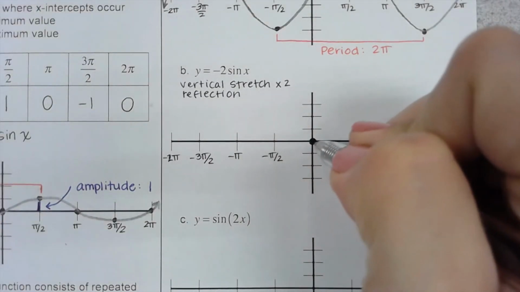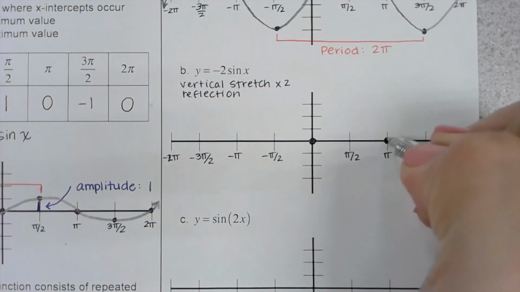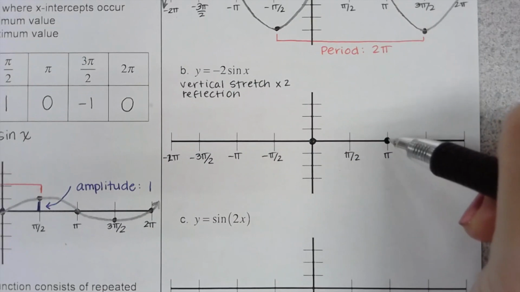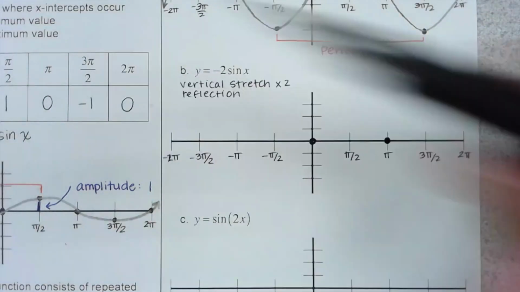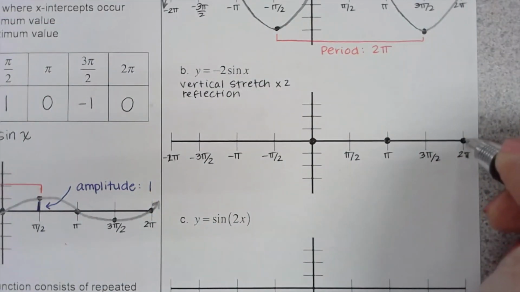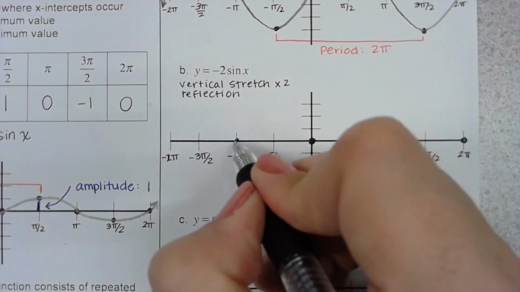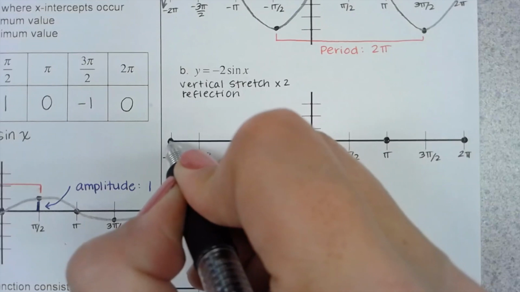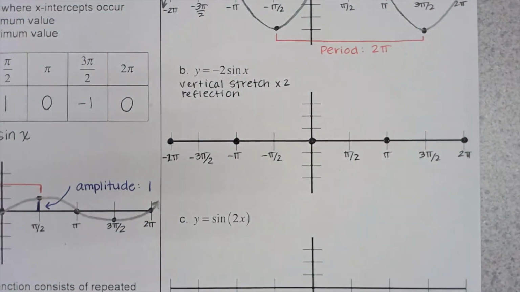But 0 still goes with 0 because 0 times 2 is 0, and then flipped it's still 0. This one with pi still goes with 0 because the sine of pi is 0. This one still goes with 0. So a vertical stretch doesn't change a 0, and a reflection doesn't change a 0. So those ones stay in the same place. The only time that they'll move is for a horizontal stretch or compression, and we'll look at that in just a second on the next one.